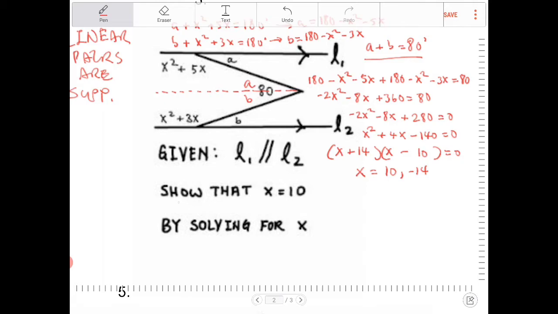So it says here to show that x is equal to 10. Well, I therefore show that x is definitely equal to 10 in order for all this to work. All right, so moving on.